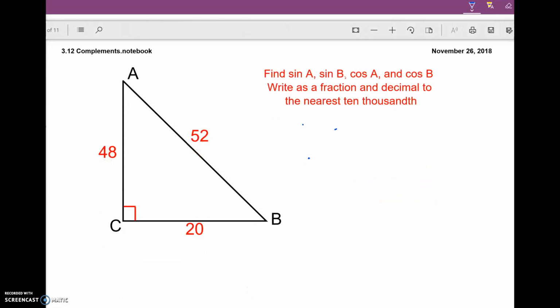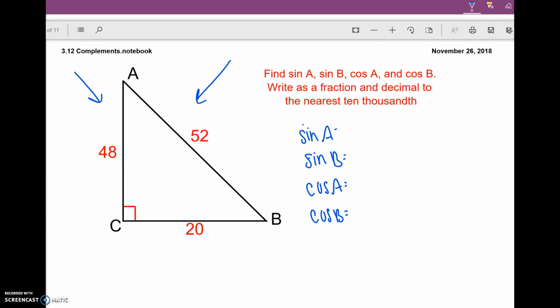Let's move on and apply this to trig a little bit. So we're going to look at some relationships here that you may have noticed already with right triangle trig, but we'll kind of cement them down today. I'd like you to sketch this triangle in your notebook for the example. And off to the side, I want you to find sine A, sine B, cosine A, and cosine B.